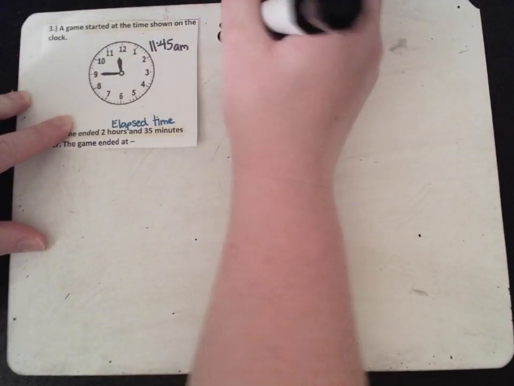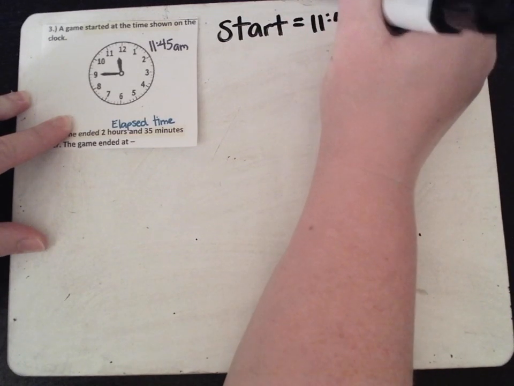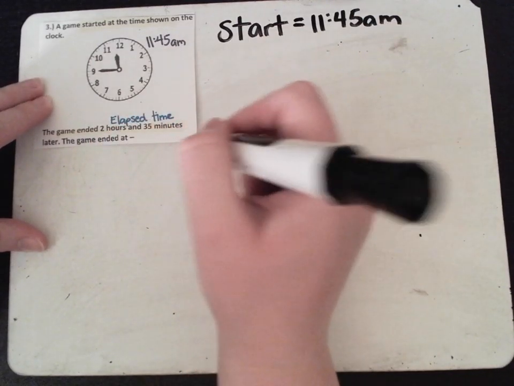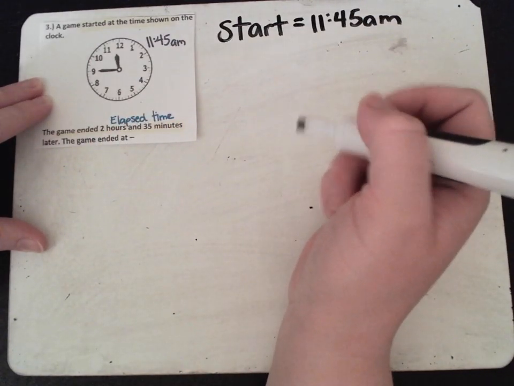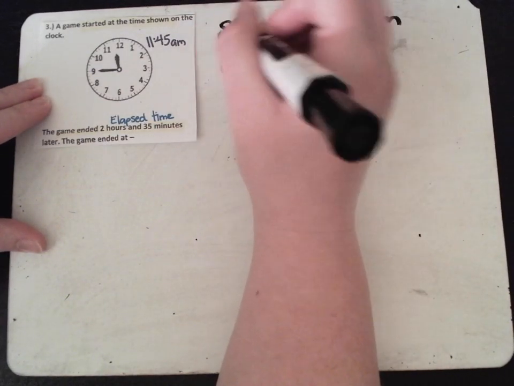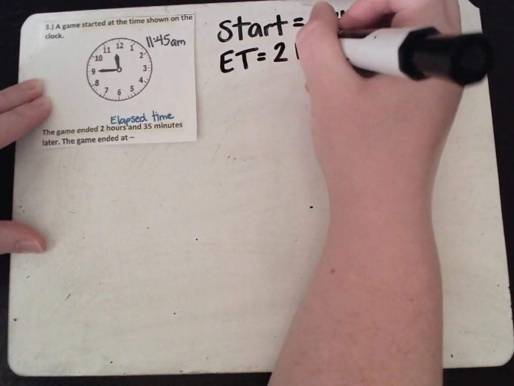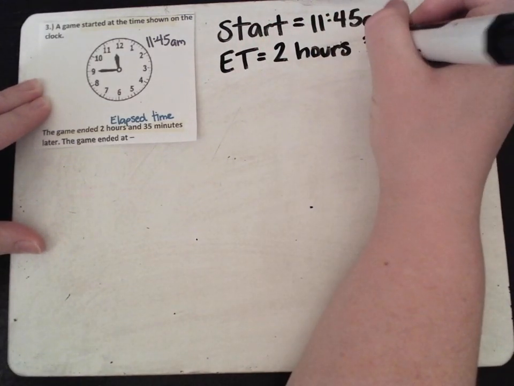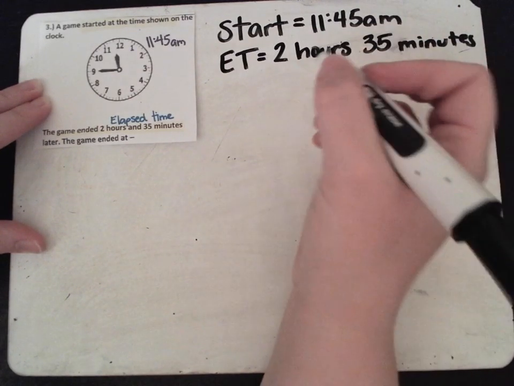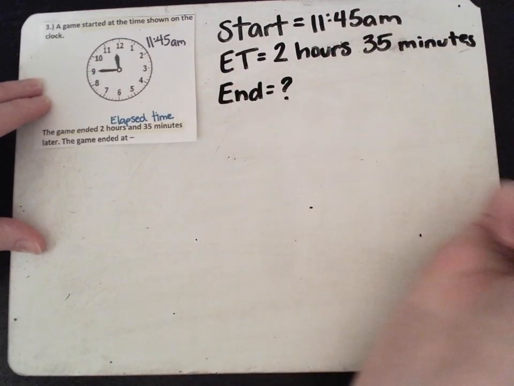So we know our start time, which is 11:45 a.m. Then it says the game ended 2 hours and 35 minutes later, and there's a blank where it says what time it ended. So we know the elapsed time, or the ET. So that's 2 hours, 35 minutes. What you're looking for is the end time. That's what you're trying to solve.